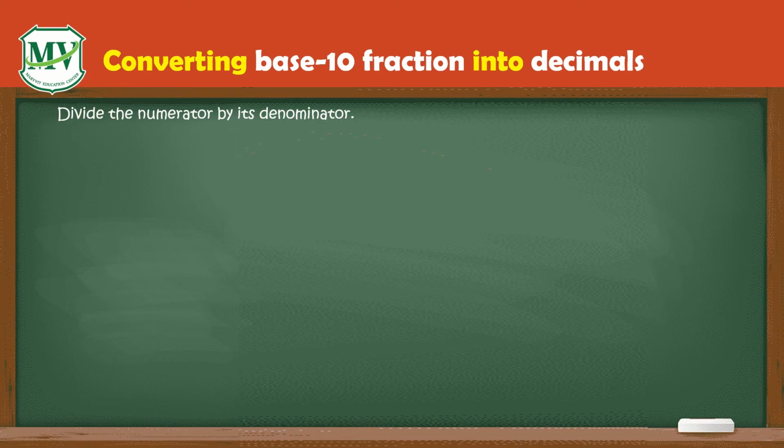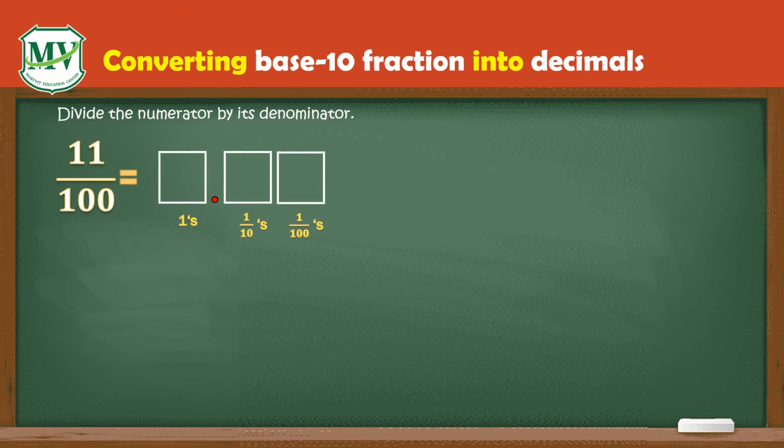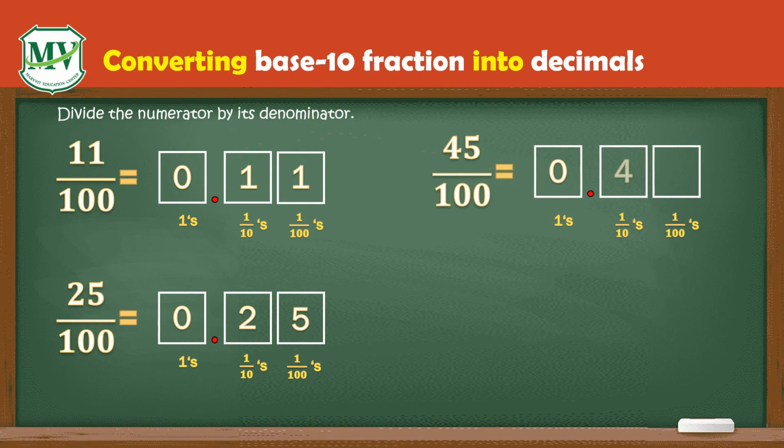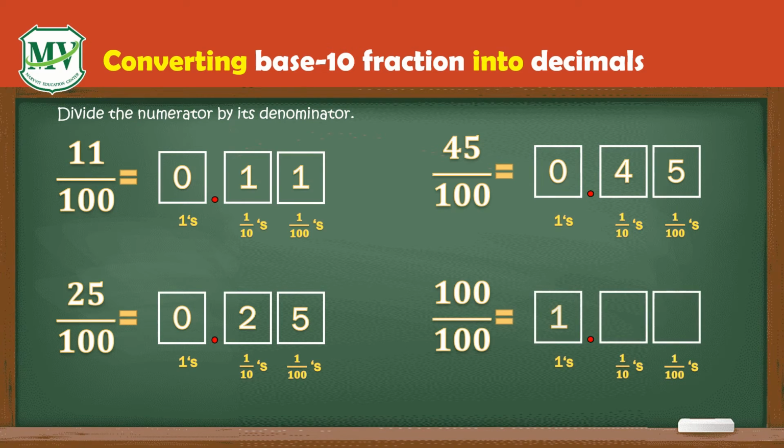Let's see if we have 100 as our denominator. For example, we have 11/100. 11/100 is equal to 0.11. How about 25/100? 25/100 is equal to 0.25. 45/100 is equal to 0.45. And 100/100 is equal to 1.00 or just 1.